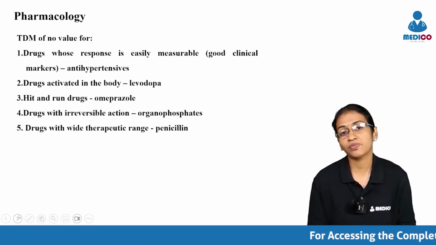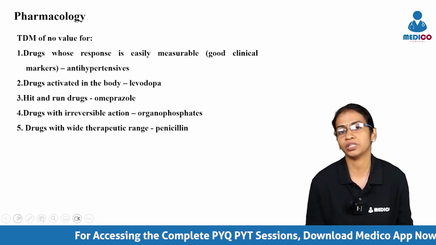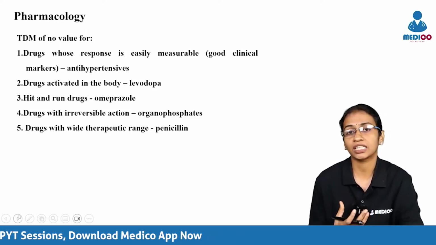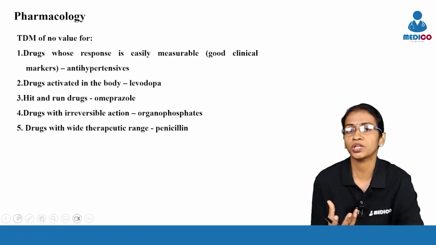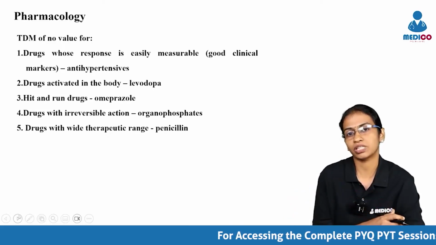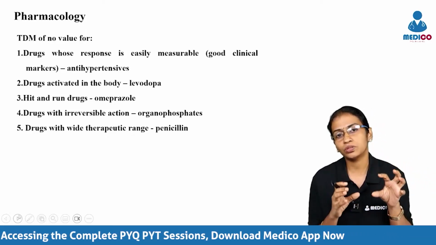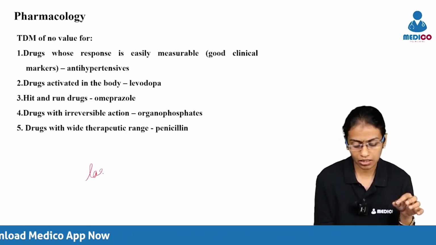Which are the situations where it is not useful? As I've said earlier, if you have good clinical markers, you need not test the plasma concentration. If the drug is activated in the body or it causes irreversible inhibition, there is no point in checking the plasma concentration, for example levodopa, which is actually converted into dopamine. So only if there is a good correlation between the plasma concentration and the drug action.